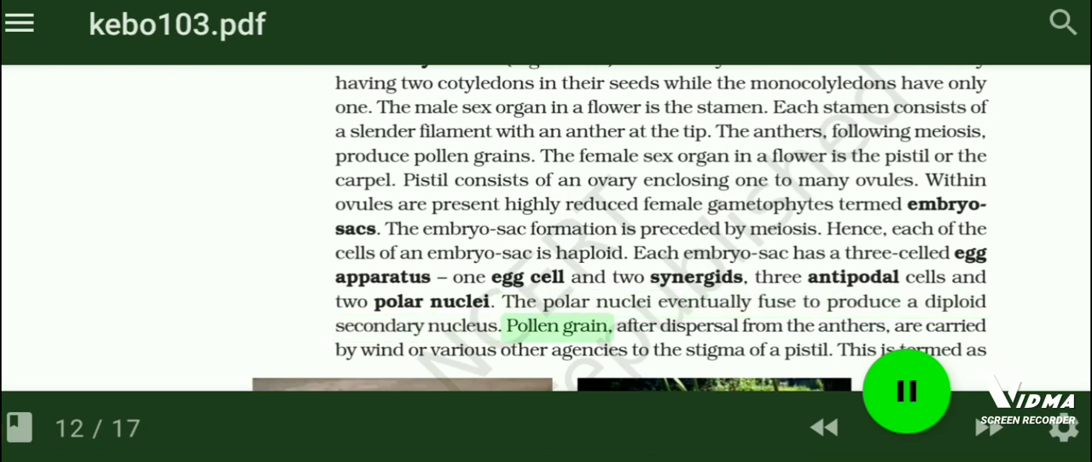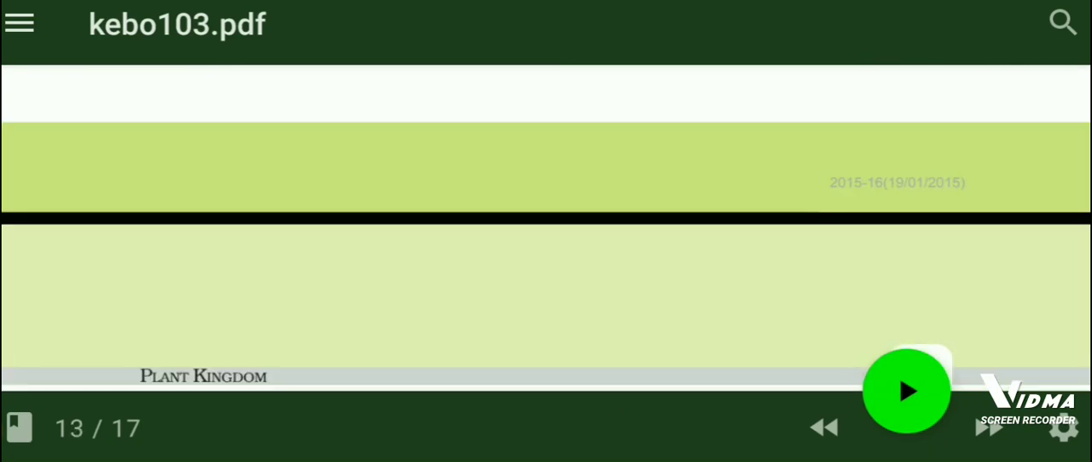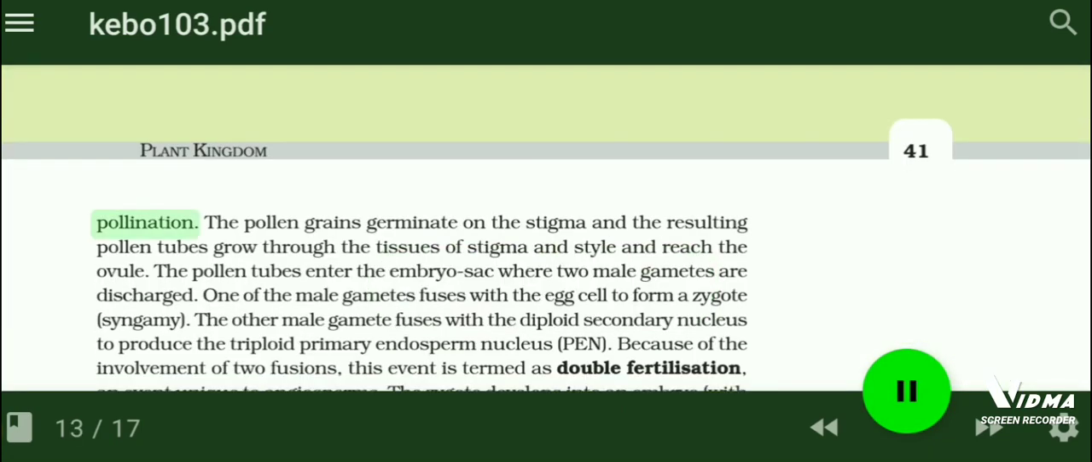Within ovules are present highly reduced female gametophytes termed embryo sacs. The embryo sac formation is preceded by meiosis. Hence, each of the cells of an embryo sac is haploid. Each embryo sac has a 3-celled egg apparatus, 1 egg cell and 2 synergids, 3 antipodal cells and 2 polar nuclei. The polar nuclei eventually fuse to produce a diploid secondary nucleus.